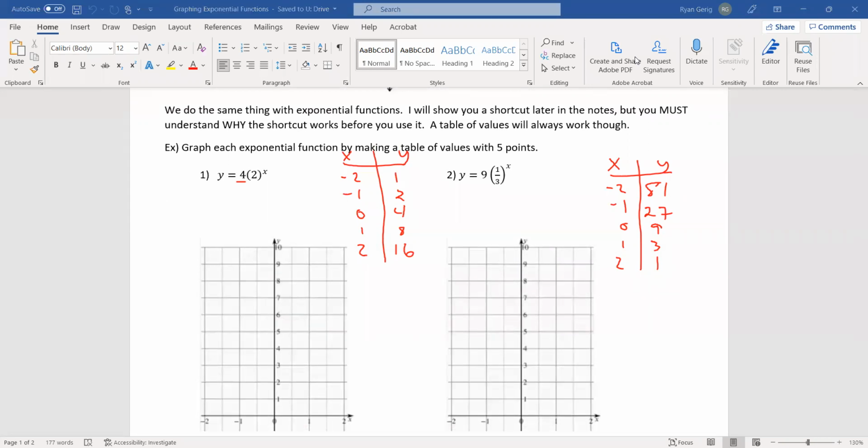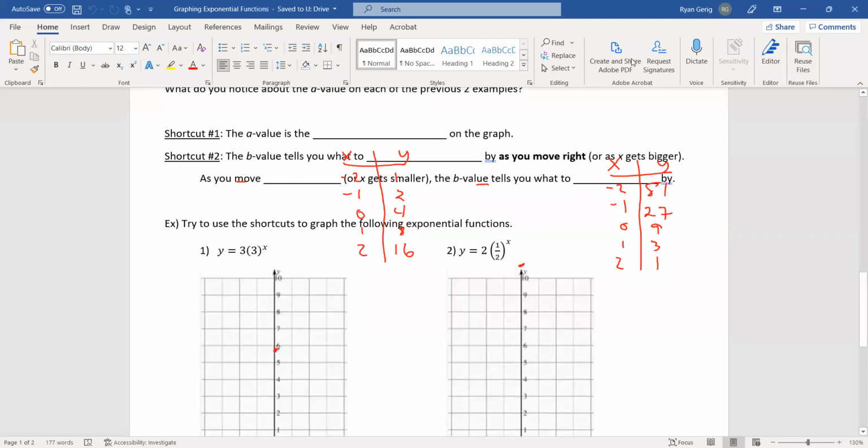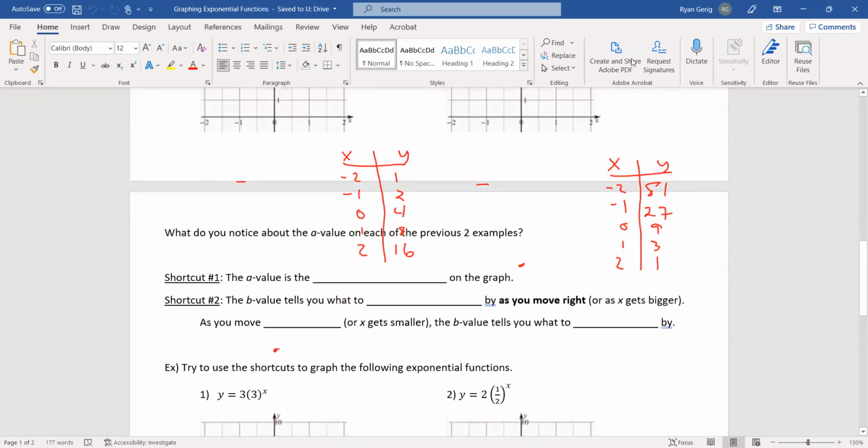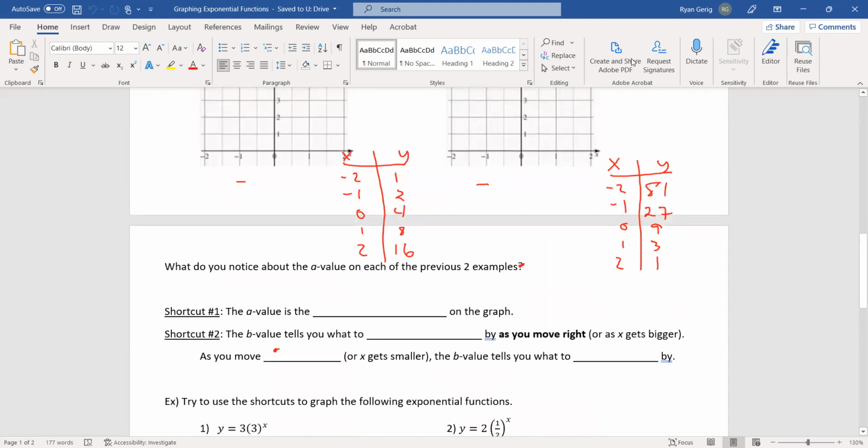The A value for the first one was 4. The A value for the second one was 9. Did you see where those were at? A was 4, A was 9. Those were your y-intercepts. So if you come down here, shortcut number 1, the A value is the y-intercept on the graph. That's your first shortcut.